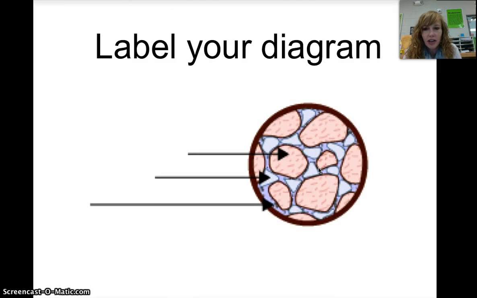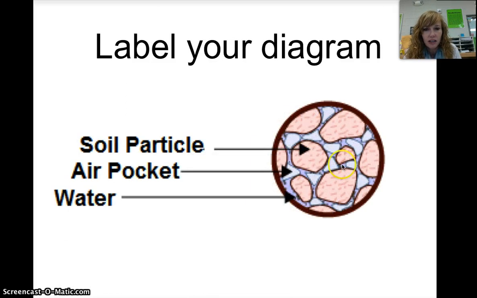So on your diagram, we want to label what all these things are. The obviously brown spots are the soil particles. The white spots, which yours is not white, I understand that, is the air pockets, and then the other space is water. And feel free to color that to help you. I know some of you won't though, but you can.